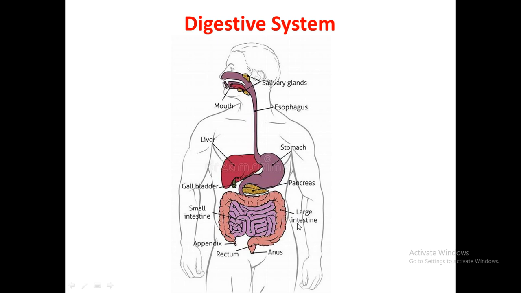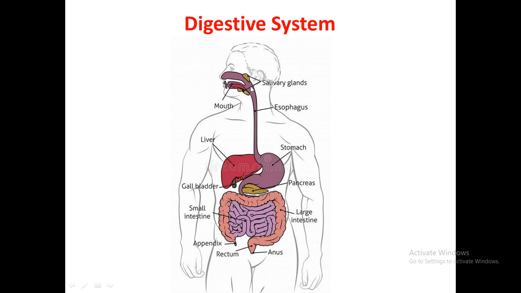These are the different parts of the digestive system, and along with this long canal we have some other things associated with it. Here you can see one structure known as the liver, and along with the liver we have a small structure known as the gallbladder, and a leaf-like structure known as the pancreas. These three things are associated with this long tube.